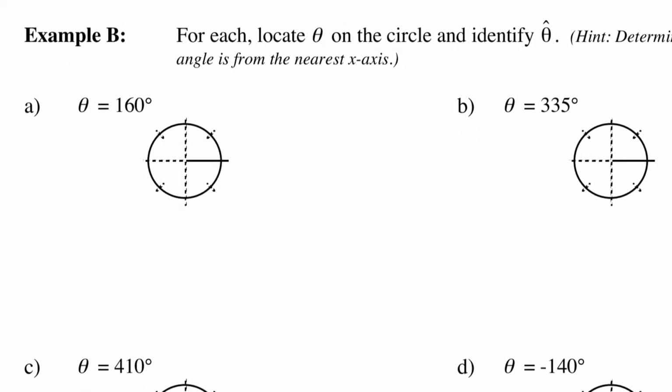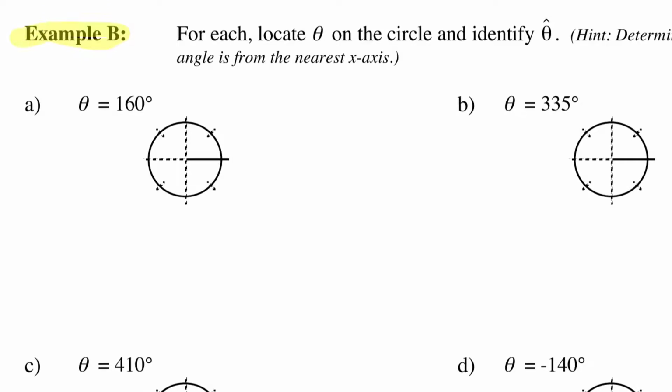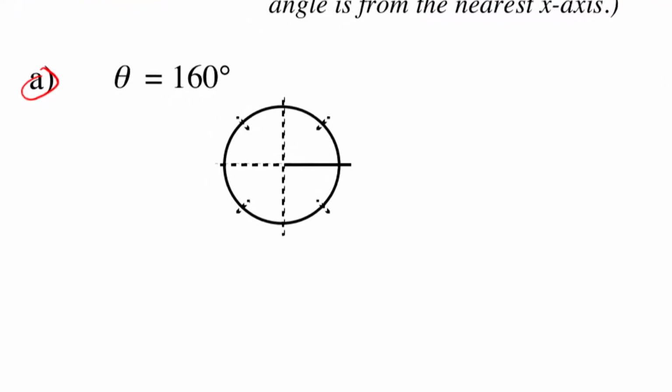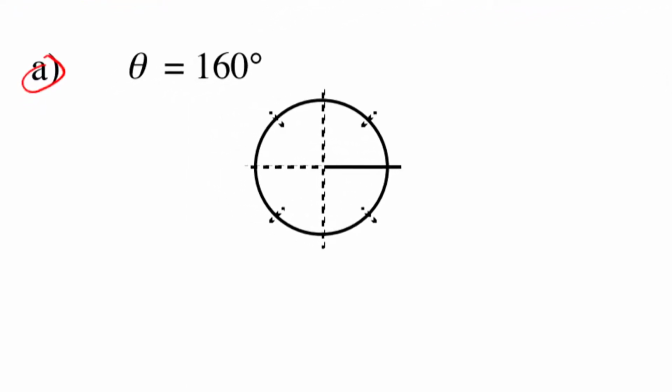So let's take a look at example B here. It says, for each, locate theta on the circle and identify theta hat. That means we're going to find the nearest x-axis and how many degrees it is away from it. So here, A is theta equals 160 degrees. We know that's very close to 180. Pretend that's a straight line. Very close to 180 degrees.